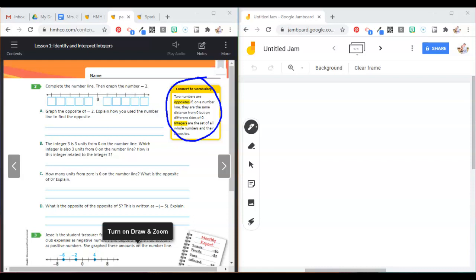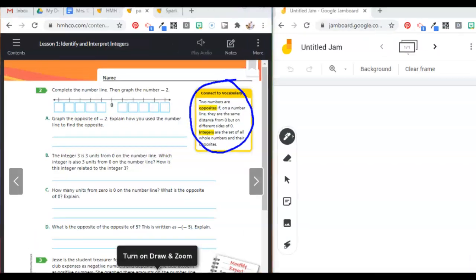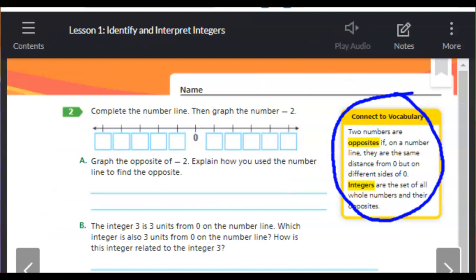So an example of opposite would be 5 and -5, 12 and -12, -25 and +25. So basically you're just looking for, if you say a positive, you're looking for the same number in the negative. First, what we're going to do is fill out this number line. I'm going to zoom in so we can see it a little better, and we're going to go ahead and fill it out.